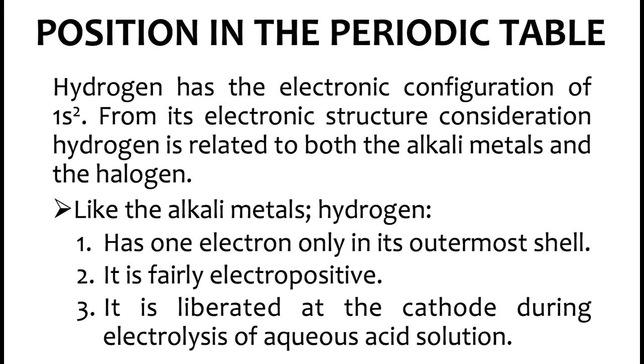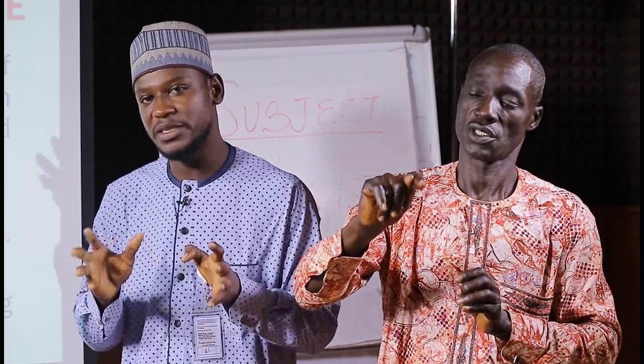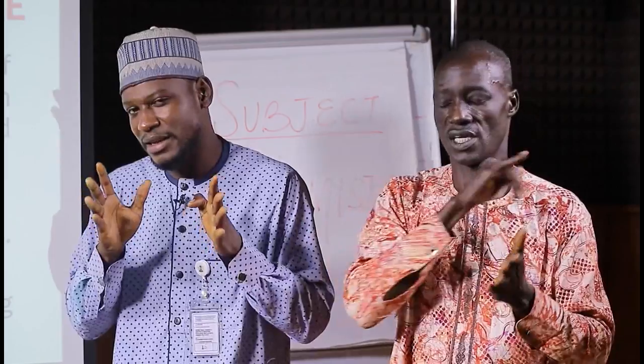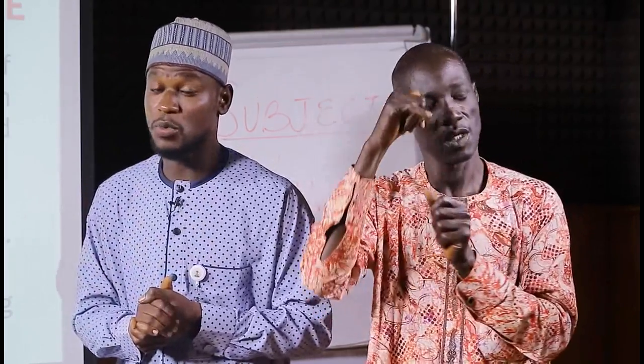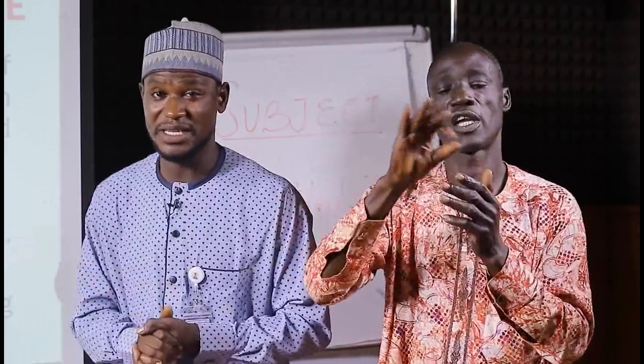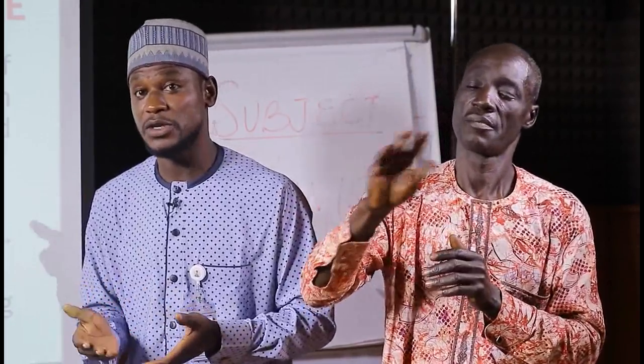1, it has one electron in its outermost shell. 2, it is fairly electropositive. 3, it is liberated at the cathode during electrolysis of aqueous acidic solution. So these reasons make it look like the elements in group 1. But remember, all the elements in group 1 are metals and hydrogen is not a metal. And then hydrogen is diatomic. That makes it not look exactly like the elements in group 1.